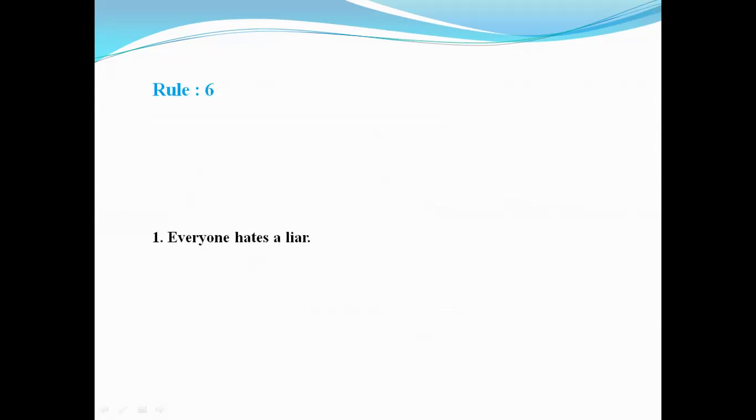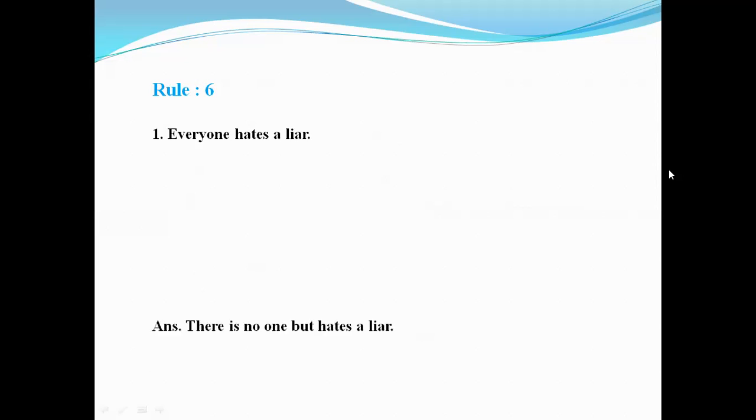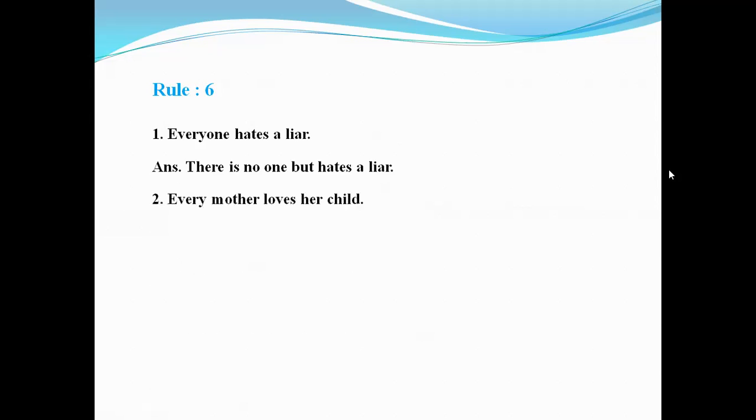Rule 6. Everyone hates a liar. In case of "everyone", use "there is no" and "but" after "one". So the answer will be: There is no one but hates a liar. Number 2: Every mother loves her child. Here there is "every", so use "there is no" instead of "every" and "but" after "mother". So the answer will be: There is no mother but loves her child.